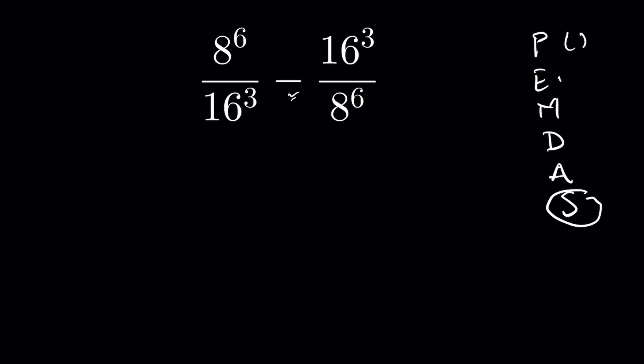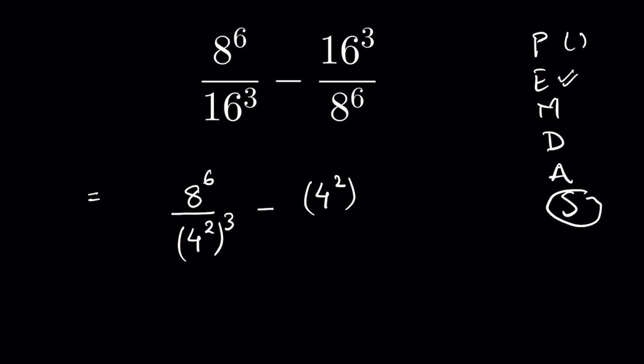Before that, we have to solve this exponent part. So let's first deal with this exponent part. So 8 to the power 6, then upon 16 we can write it as 4 to the power 2, then whole to the power 3 minus again 16 as 4 to the power 2, then whole to the power 3 upon 8 to the power 6.